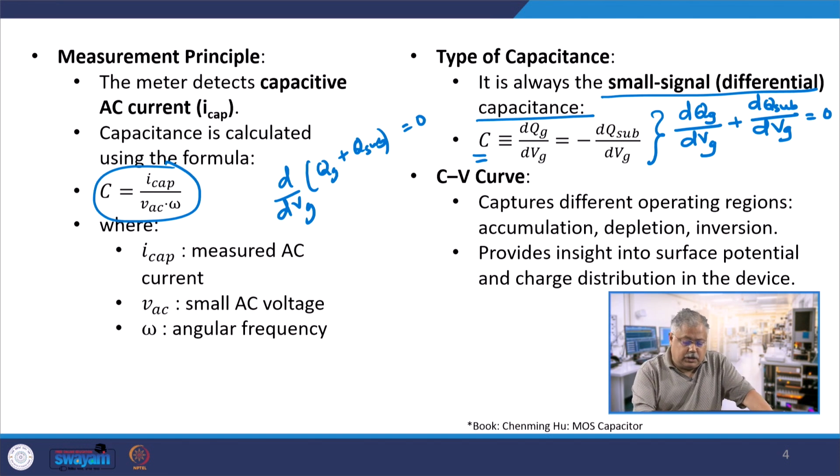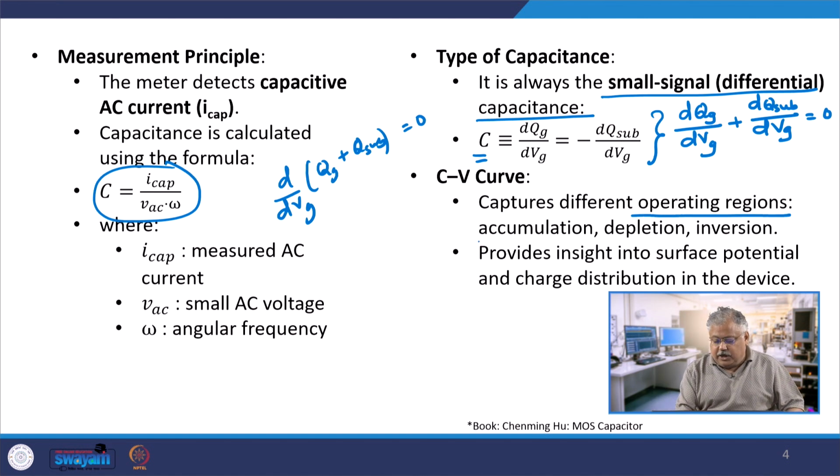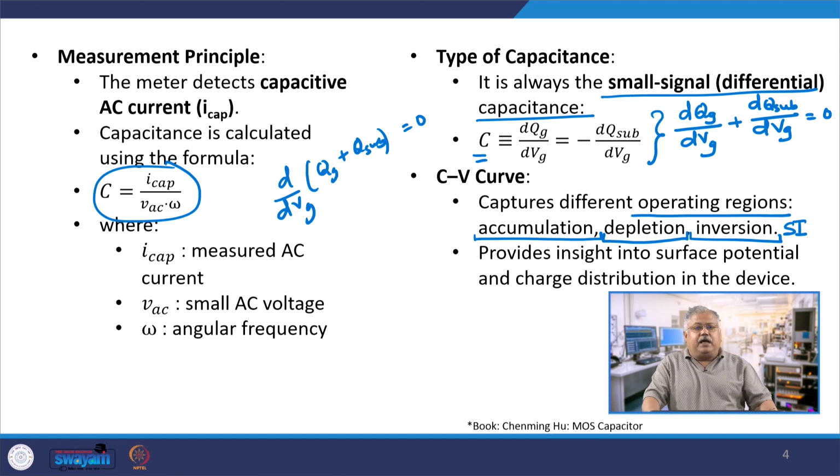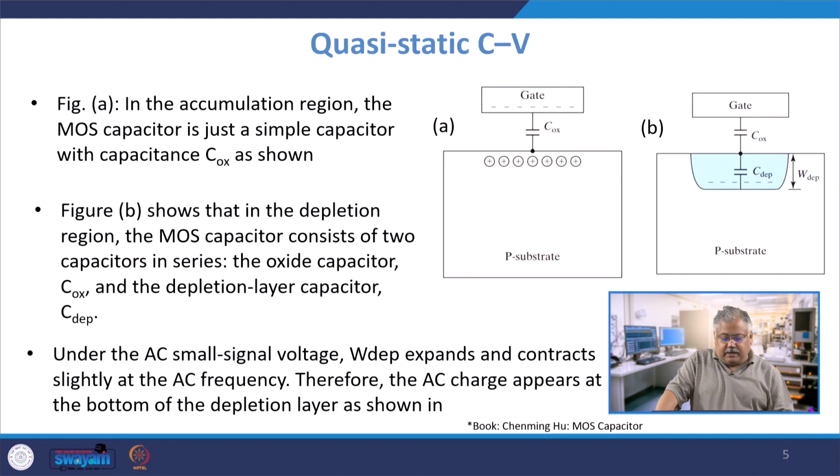So what does the CV curve do? It essentially captures different operating points and operating regions. We already know that it captures accumulation, depletion, inversion, and also, not written here, strong inversion. It also provides a brief insight into the surface potential and how the charge is distributed in the device, because wherever charge is higher, you can predict a priori that the capacitance there will also be higher. That is why CV curves are important to study. Now let us look at the quasi-static CV curve.